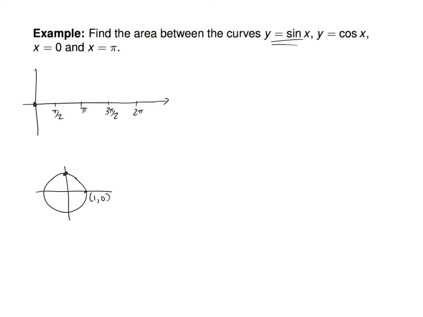Pi halves is this angle up there. That's the point 0, 1. So sine is 1. By pi, sine's back at 0. At 3 pi halves, we're at this point down there, which is 0, -1. So it's -1. By 2 pi, you're back at 0. So there's one period of the sine function. And there are also kind of 5 important points there, right?